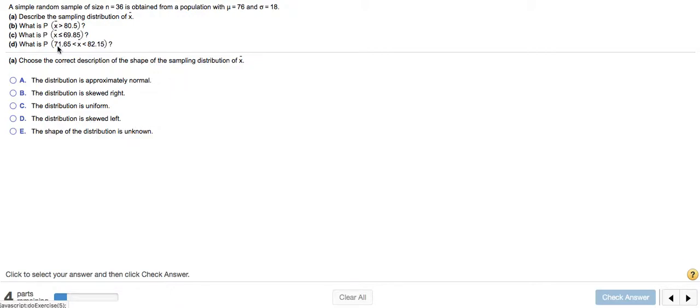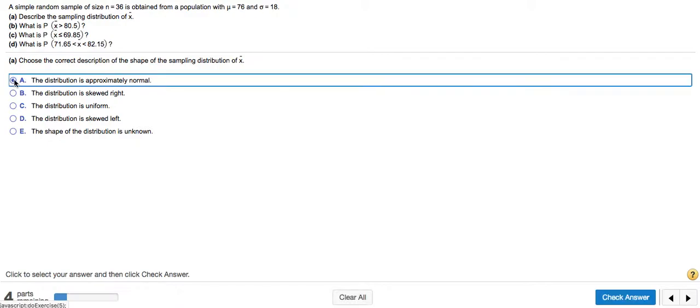To apply these methods, the sampling distribution has to be approximately normal. That is going to be the case for this problem because the sample size is bigger than or equal to 30. In fact, it's 36. If this number is bigger than or equal to 30, we can assume this distribution is normal, and I'm going to choose A.